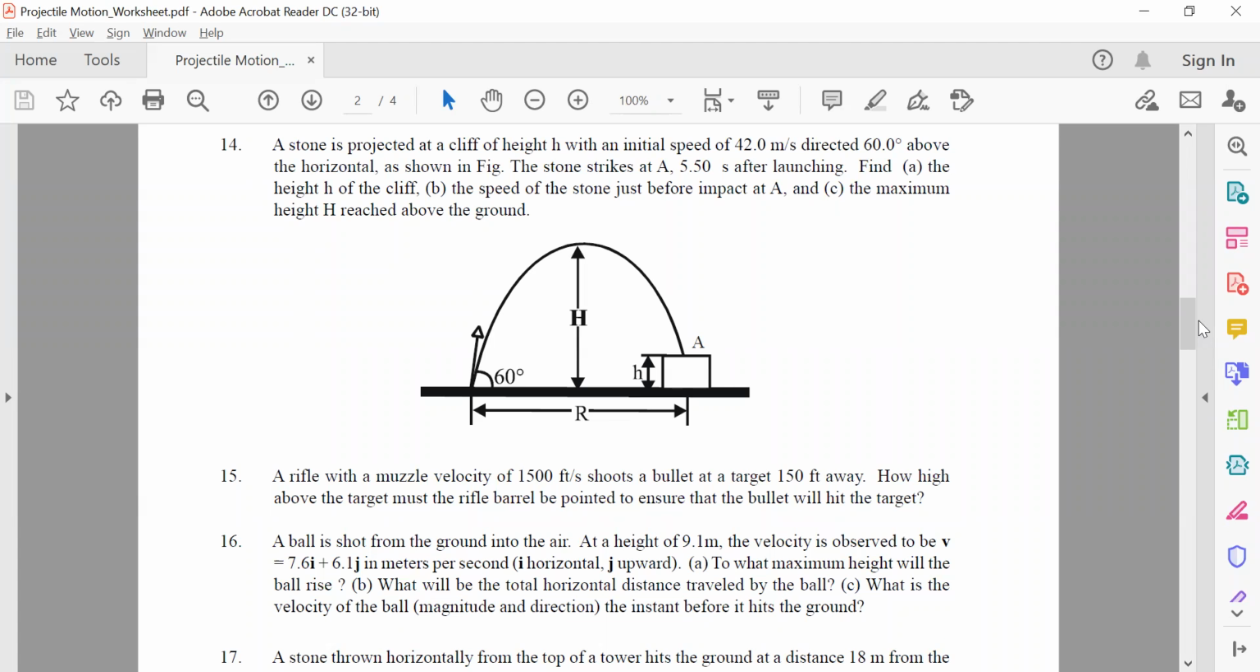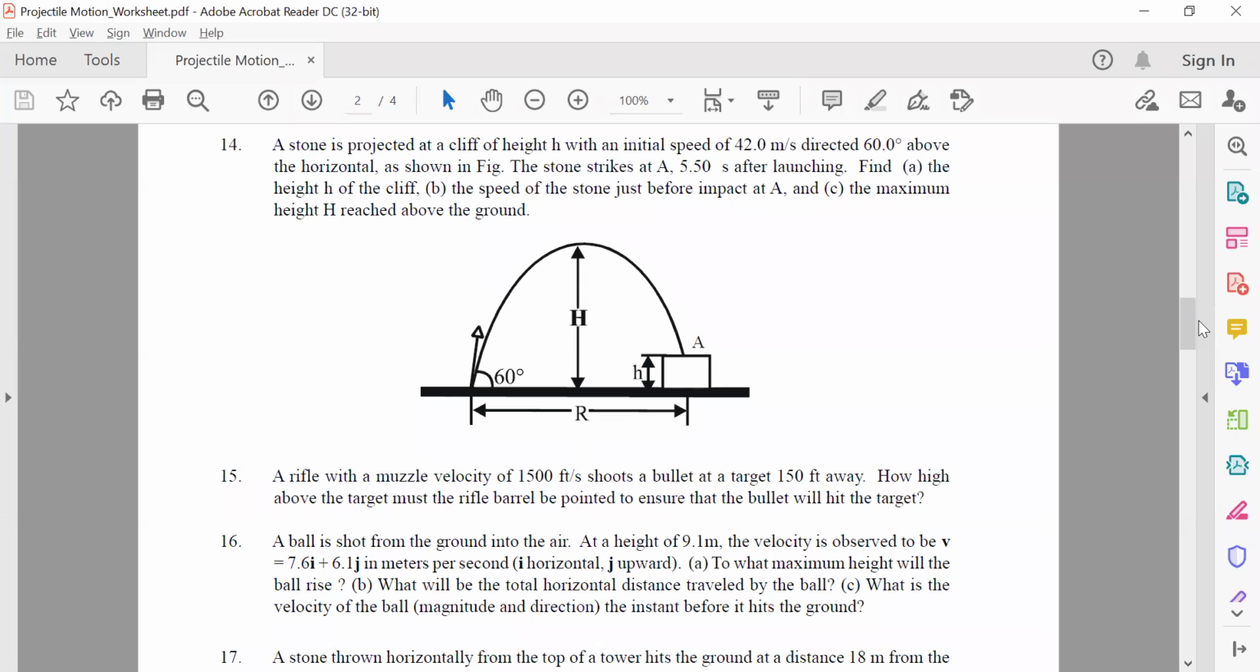How high above the target must the rifle barrel be pointed to ensure that the bullet will hit the target? Basically, you take it as if the target is at the same horizontal level as the firing point. So you want the range to be 150 feet. For that, you have to aim at an angle theta above the horizontal, so that U square sine 2 theta by G is 150 feet. If you aim the bullet horizontally, it will end up reaching a lower point.